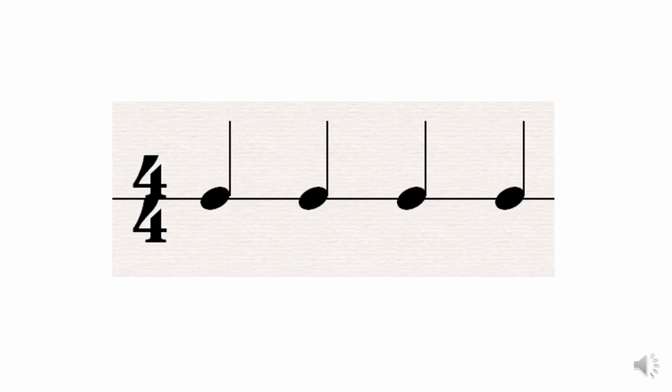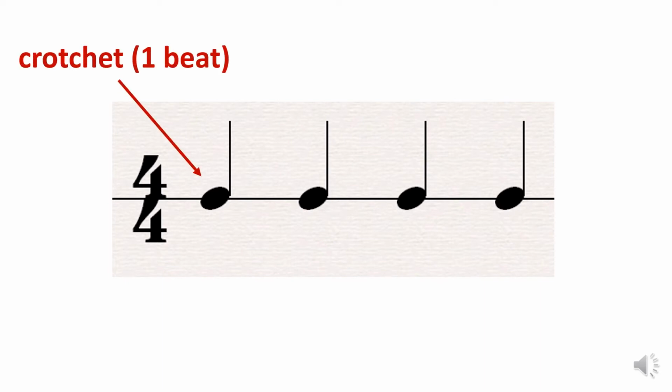Let's start with this example. Here we have 4 notes and they are each 1 beat long. They are called crotchets. When we read rhythms together in class, we use the word do for a crotchet, like this. So reading this rhythm aloud, we would say do, do, do, do.